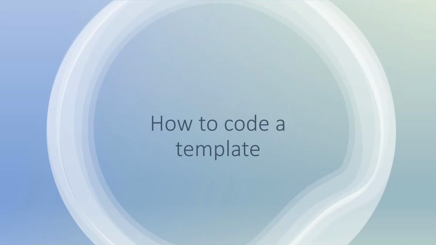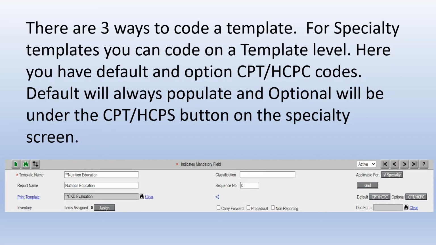And then how to code a template. That's always a good question because when you're coding a template, those codes can automatically default over to your assessment and plan and then over to your claim. So this screen right here I'm looking at is a specialty template. And on the specialty template level over here, we have a default code, default CPT or optional CPT in HCPCS, okay? If I want to code at a template level, I'm going to click this CPT code.